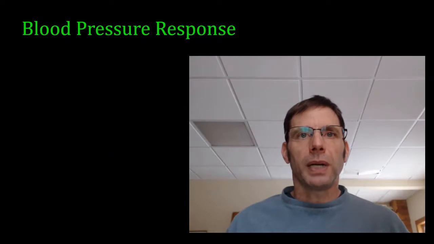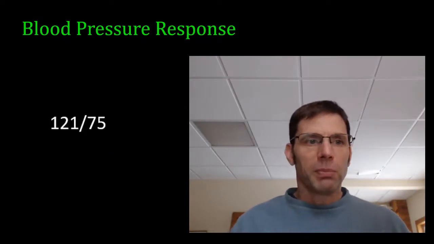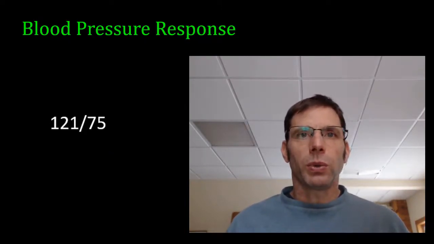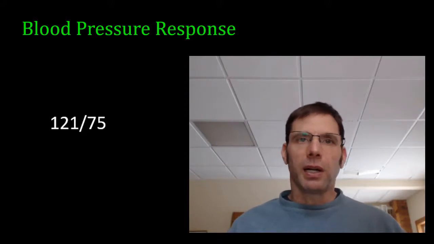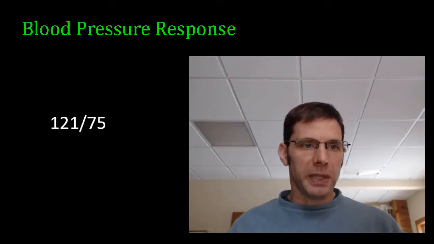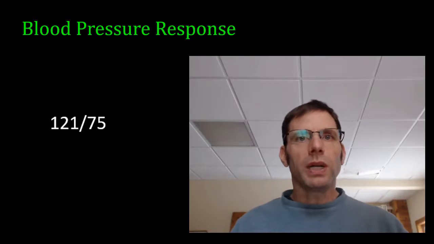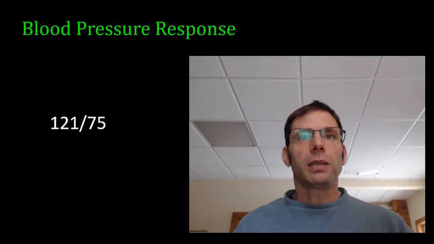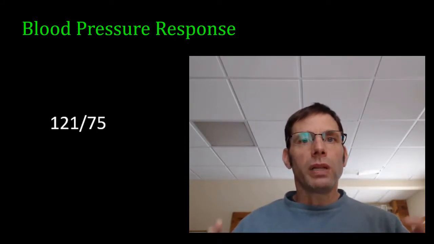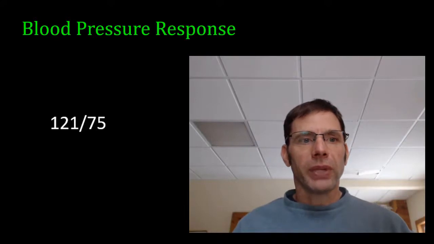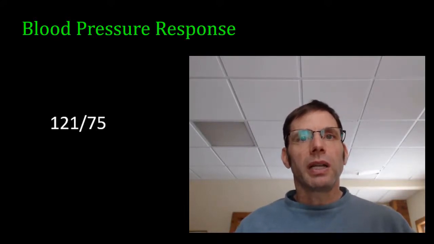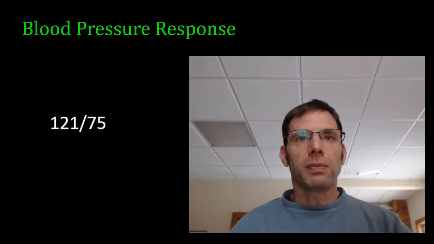Now let's look at a blood pressure response. My resting blood pressure was 121/75. Maybe a little nervous being on YouTube here. 121 is called a systolic blood pressure. It's 121 millimeters of mercury, and that's the pressure in my arteries when the heart is contracting. 75 millimeters of mercury, the lower number, that's the pressure in my arteries when the heart is relaxed between beats.